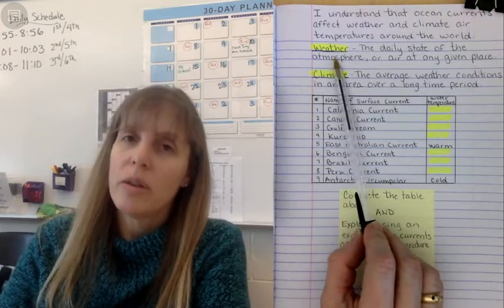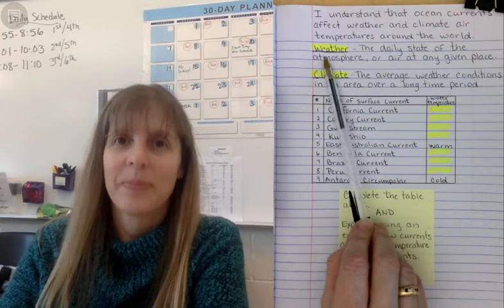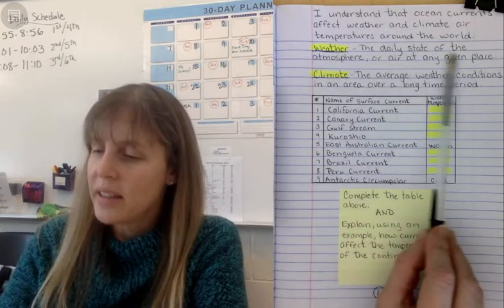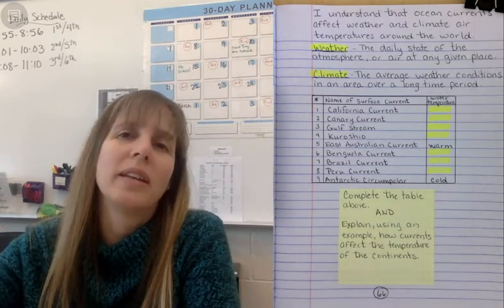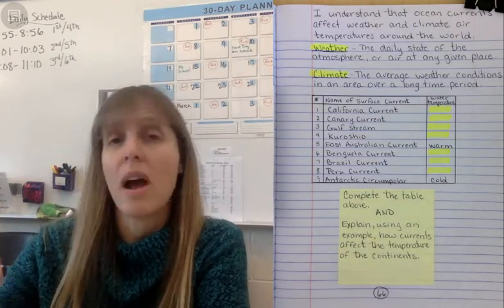So we need to know the difference between weather and climate. Here's our first term, weather. Say it with me, weather. Weather is the daily state of the atmosphere or air at any given place. It's like right now what's going on. Like, is it snowing right now? Is it raining right now? Is it sunny right now?